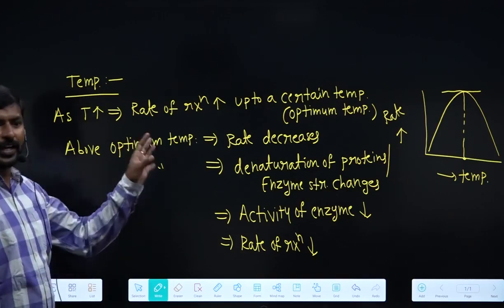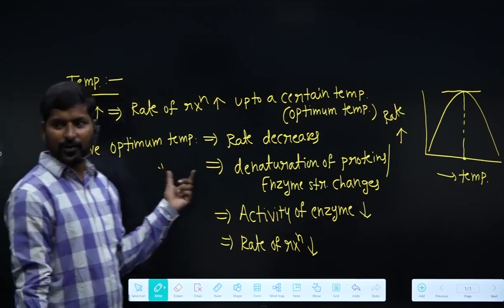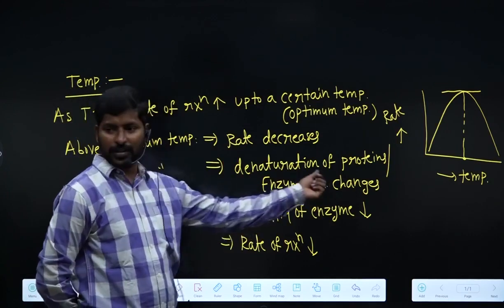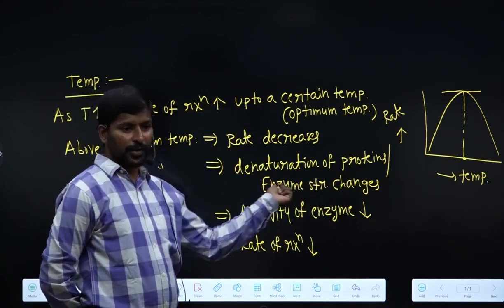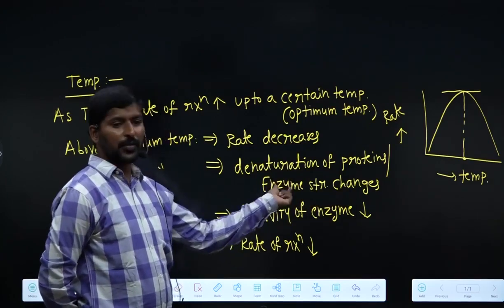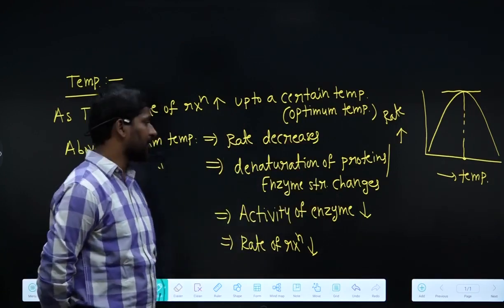If you boil egg, what happens to entropy? And you discussed, it increases. Since that is also due to denaturation of proteins. Enzyme structure will be changed. Okay, irregular structure we will get. That's why disorderness increases, entropy increases.